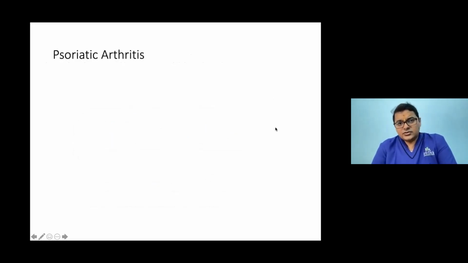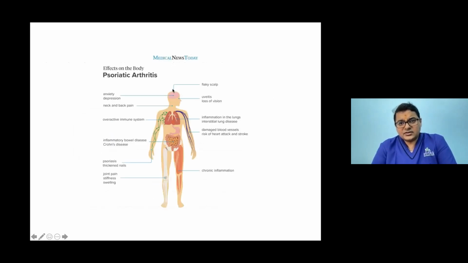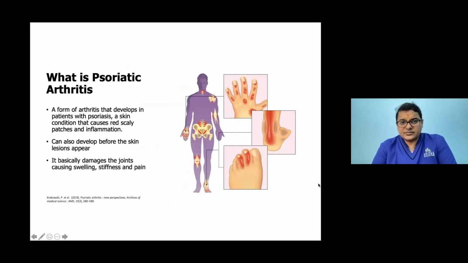I have to talk to you about psoriatic arthritis because it affects the spine. So, psoriasis causes flaky dandruff, uveitis. It can cause bowel disease. It can cause a lot of anxiety and depression because of extreme skin involvement, and it can cause neck and back pain. That is where I'm talking to you about this, and it can cause joint pains as well.